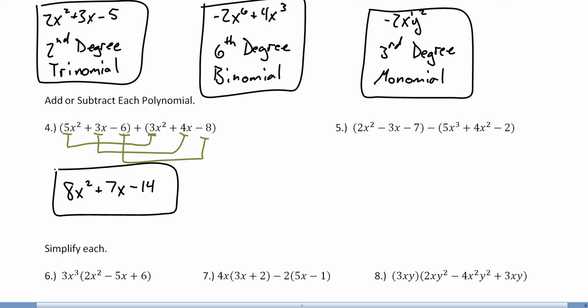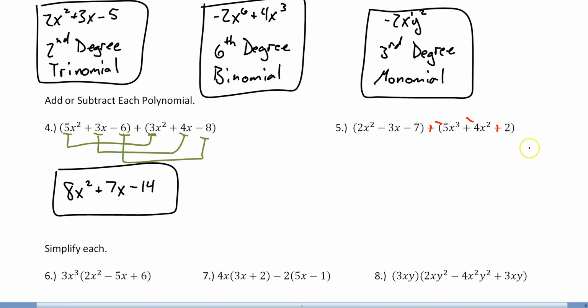With subtraction, I always distribute that negative sign. So if I change this to addition, I distribute the negative sign. Now that's a negative 5x cubed, a minus 4x squared, and a plus 2. Okay, so I distribute that negative sign. Now it's an addition problem, just combining like terms.